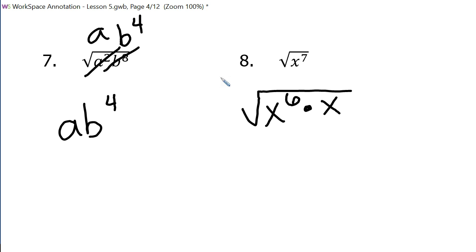So use the even exponent right below it. So right below 7 we have 6. Now mark this one out because I can take the square root of it because it's even. And what's the square root of x to the 6th? X to the 3rd, x cubed. So when I write my answer, it's going to be x cubed square root of x.